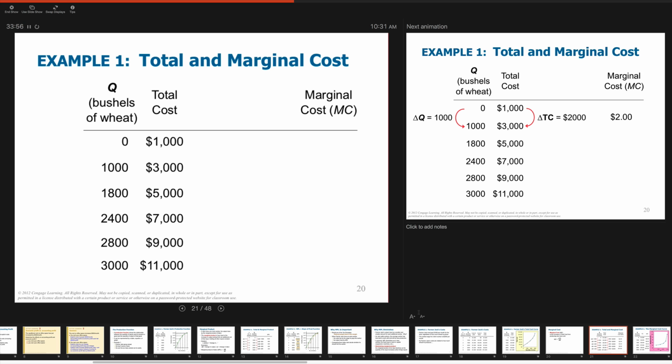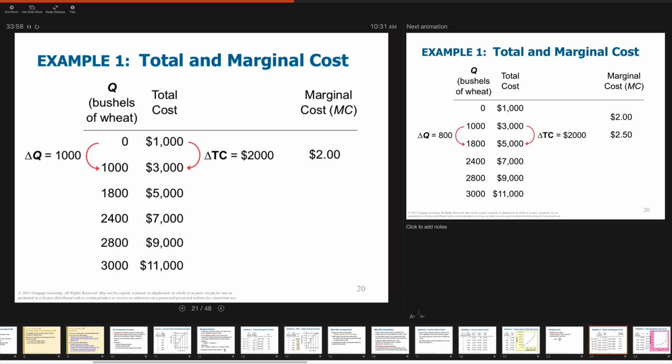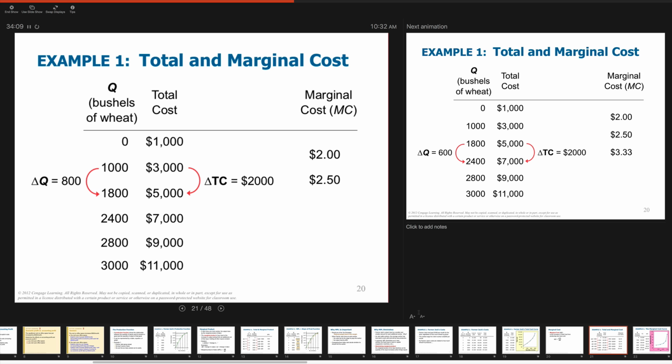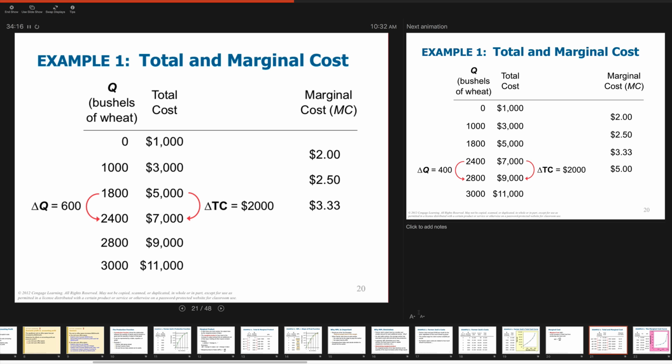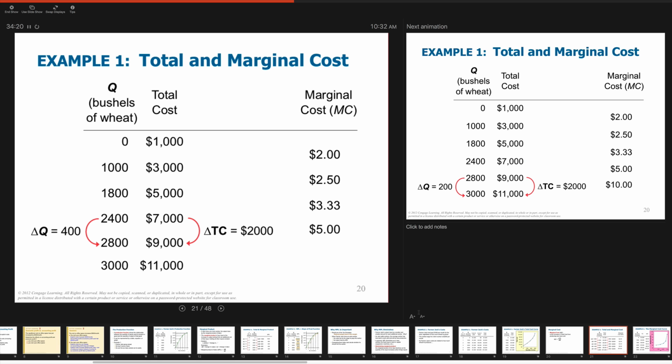Okay. All right. So, change in total cost divided by the change in quantity. The marginal cost is $2. All right. Change in cost $2,000, but the change in quantity is only 800. Marginal cost goes up to $250. Uh-oh, it's getting worse. Even worse.